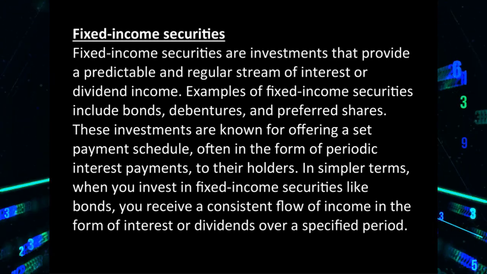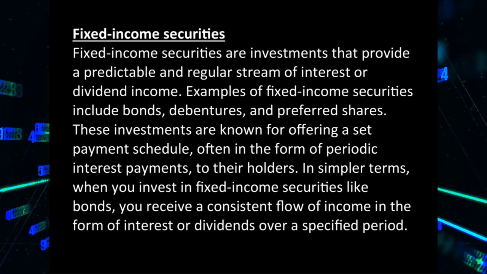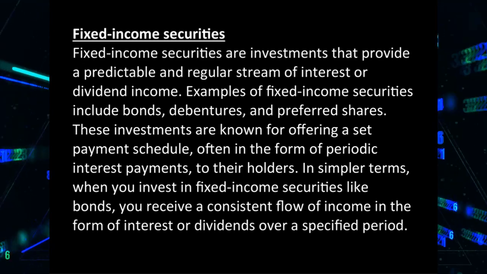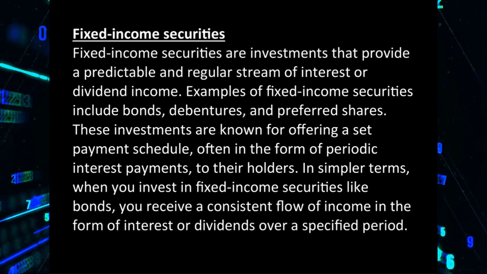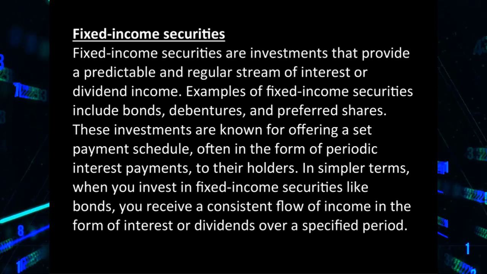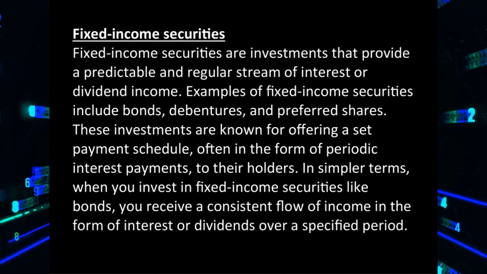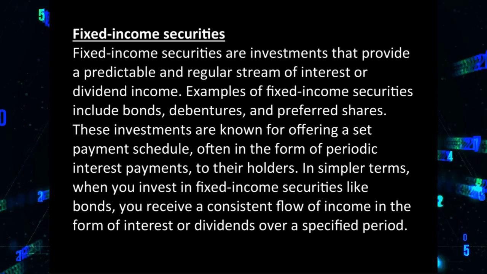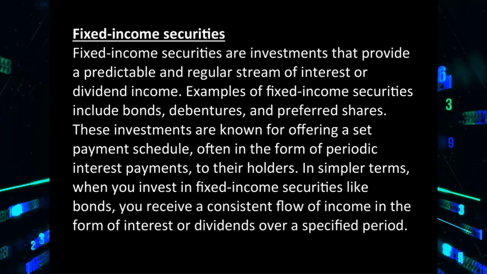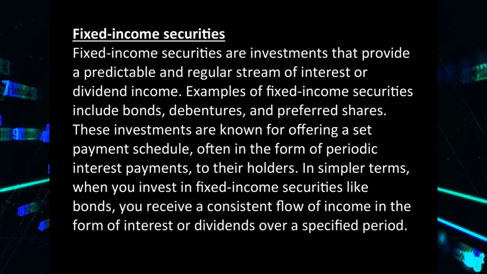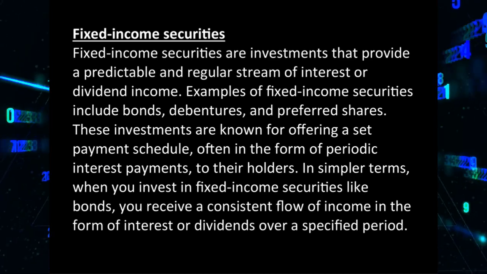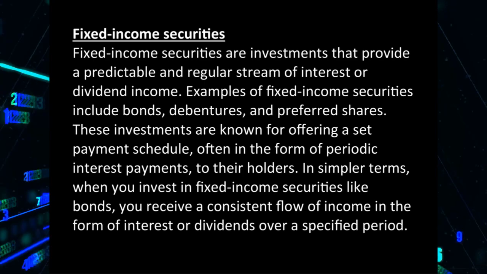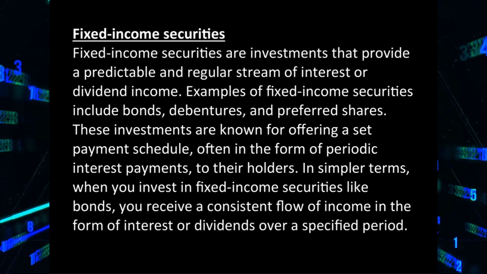Fixed income securities. Fixed income securities are investments that provide a predictable and regular stream of interest or dividend income. Examples of fixed income securities include bonds, debentures, and preferred shares. These investments are known for offering a set payment schedule, often in the form of periodic interest payments, to their holders. In simpler terms, when you invest in fixed income securities like bonds, you receive a consistent flow of income in the form of interest or dividends over a specified period.